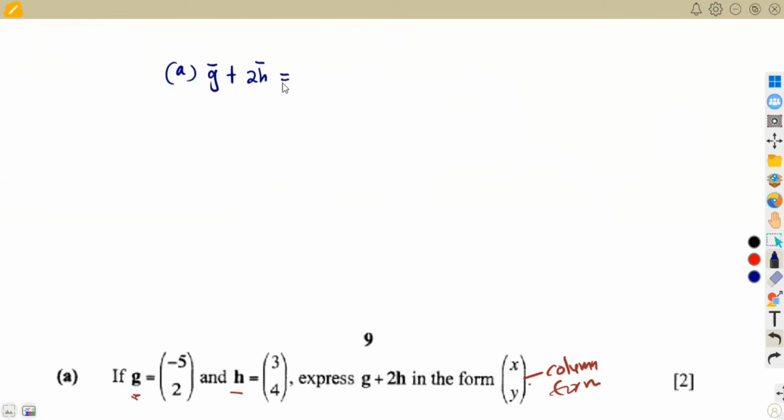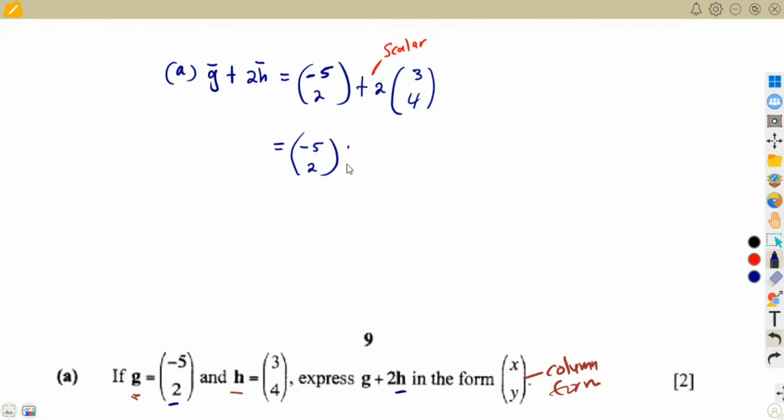So vector G plus 2H will be equal to, we have vector G as a column vector (-5, 2), plus the 2 representing the scalar. So this 2 is a scalar, which is going to multiply everything that we have in vector H. So this is H, and our H is (3, 4). Take note there, the scalar multiplies everything inside the given vector. So the first vector is going to remain as it is, but the second one is going to be multiplied by 2. So it's 2 times 3, which is 6, 2 times 4, which is 8 in this case.